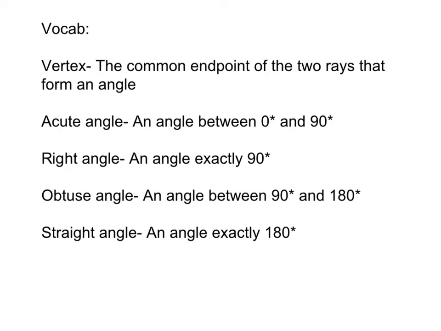An acute angle is an angle between 0 degrees and 90 degrees, and I had to use the little star as the degree symbol, but you get the idea. We have right angle, which is an angle exactly 90 degrees. An obtuse angle is an angle between 90 degrees and 180 degrees. And a straight angle is an angle exactly 180 degrees.